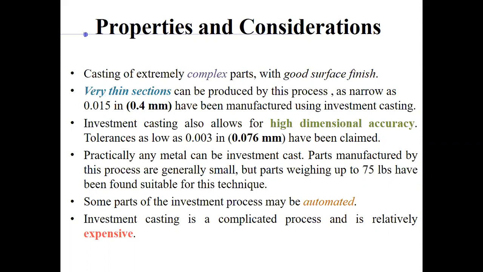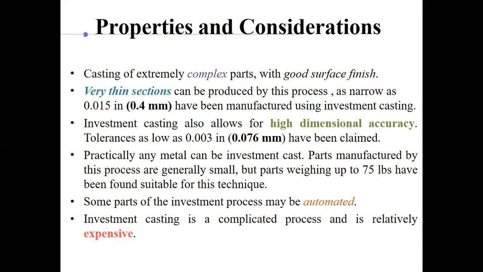It also allows for high dimensional accuracy. Tolerance is as low as how much? 0.076 mm. I'm reading out only mm because that's what we follow in India, right? So even those tolerance ranges have been claimed with this kind of process. So that control is there if it is required. In turbine blades, the aerospace industry and defense industry require these kind of tolerances to be maintained.